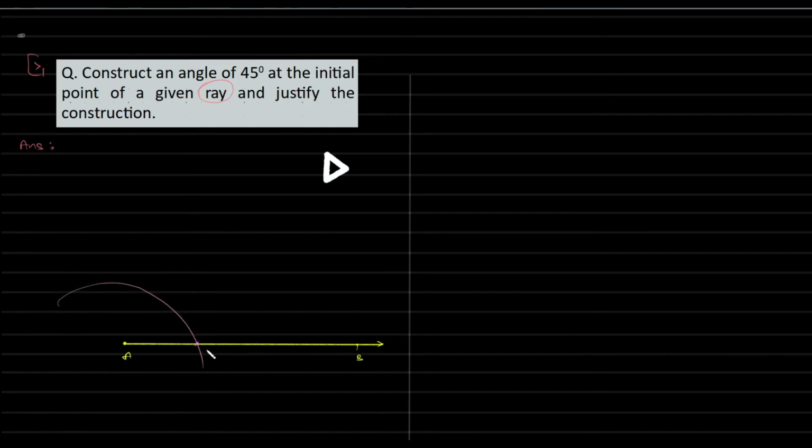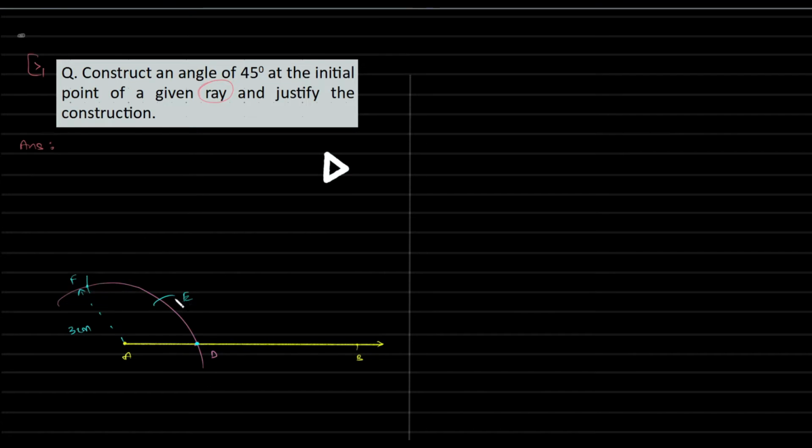Let's call this D. With D as center, cut with the same radius. Remember, this has to be the same. So if this is around 3 centimeter, from D cut an arc which is 3 centimeter away, and another arc 3 centimeter away, E and F.